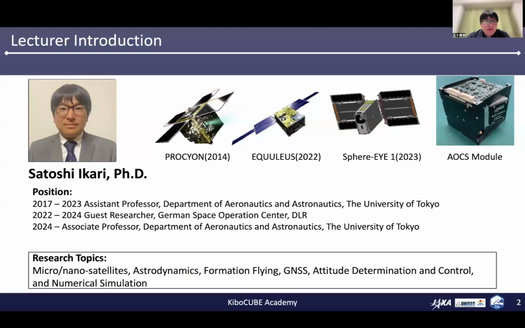So first, let me introduce myself. I'm Satoshi Kari, an Associate Professor of the Department of Aeronautics and Astronautics, the University of Tokyo. I have had several experiences developing micro and nano satellites mentioned in this slide, the Prokion, Aquarius, Sophia I1, and I also developed some AOCS modules.